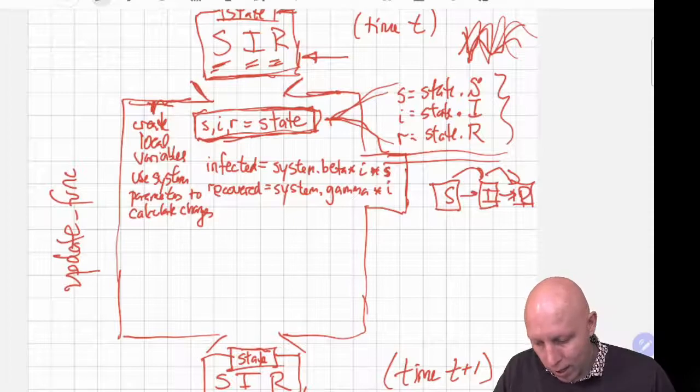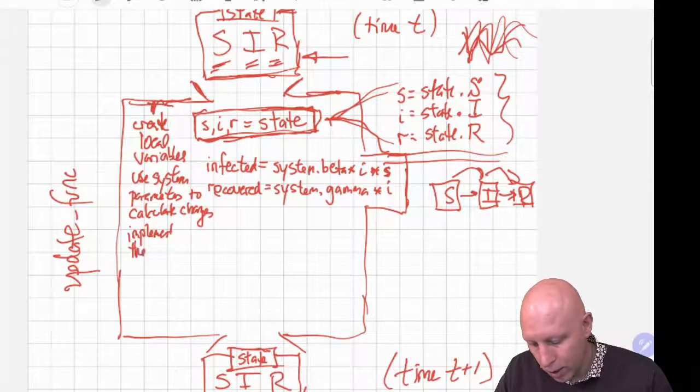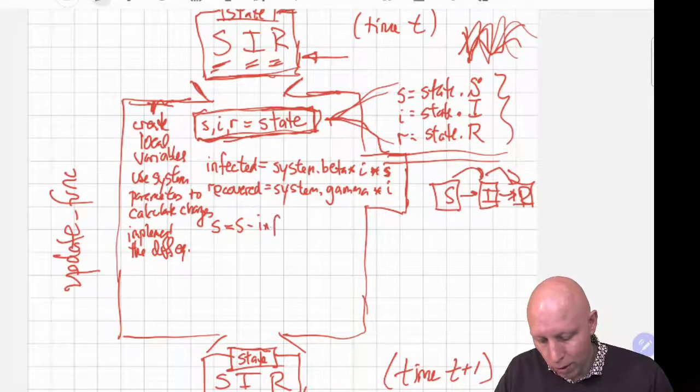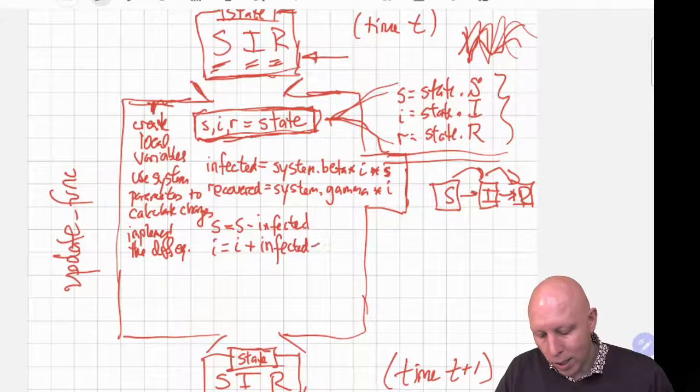And then we use that to implement the differential equation. So we take S and that's equal to S minus the number of people who are newly infected. Then I is equal to I, the number of people who were infected, plus the new people who got infected, minus the people who recovered. And then R is equal to R, the number of people who had recovered, where we add in the number of people who are newly recovered.